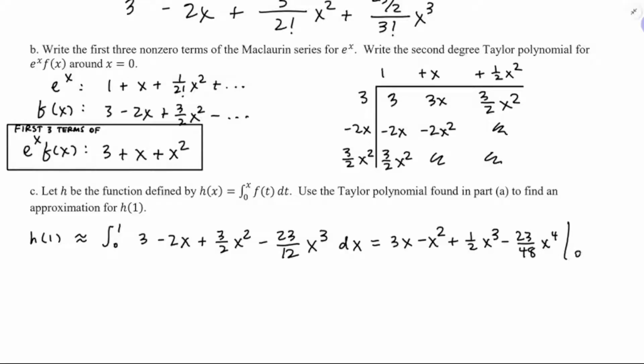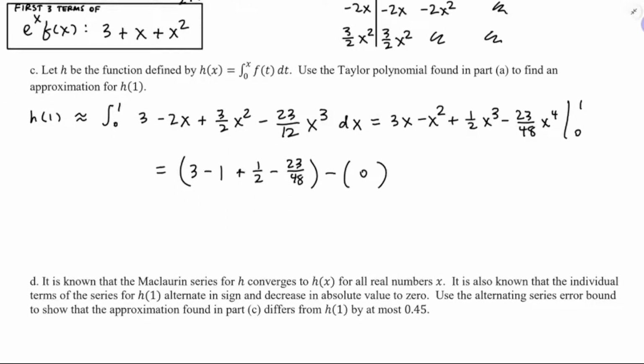Then I'm going to let x run from 0 to 1. And the whole t thing, don't even worry about it, right? If we just anti-differentiate the polynomial we had, plug in top and bottom, subtract, which I think is what y'all would want to do. I'm actually going to give myself a little more room. So that would be equal to 3 minus 1, when I plug in x equals 1, plus 1 half minus 23 over 48. And then when I plug in 0, I'm going to get a bunch of zeros. They would all add together to be 0, and that's going to be my answer, right? I don't need to simplify that.